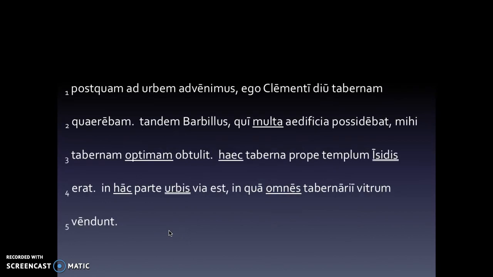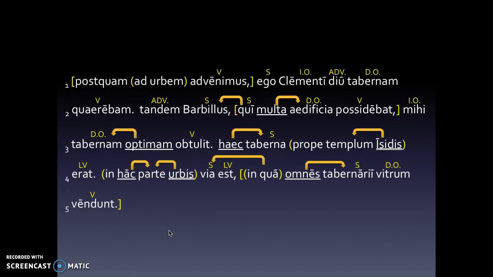All right, first let's do lines 1 through 5. So go ahead and pause the video, take the time to do your markings. Okay, here we go. So postquam means after, and it's starting a dependent clause, so I have my brackets here. It ends with my verb. We also have a preposition, ad urbem, embedded in our dependent clause.